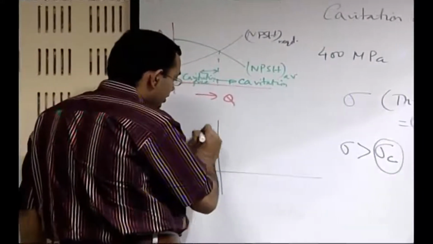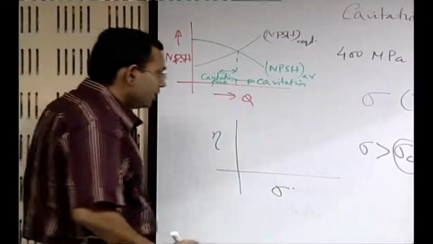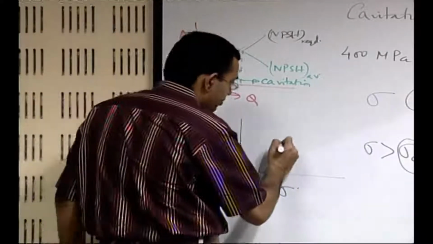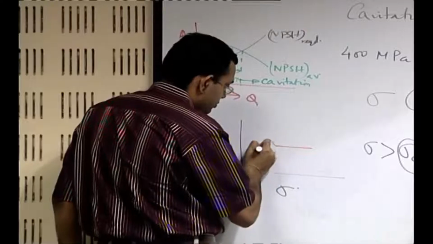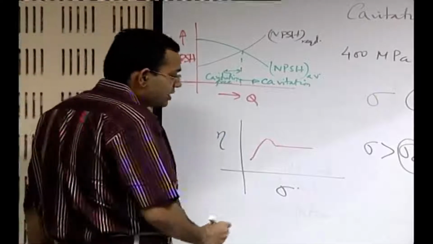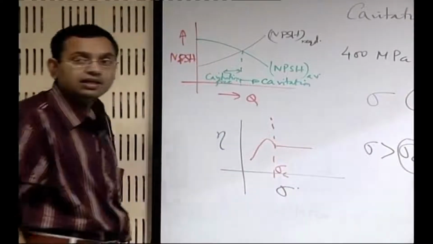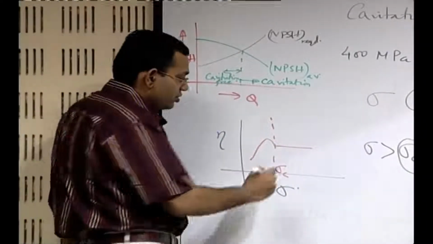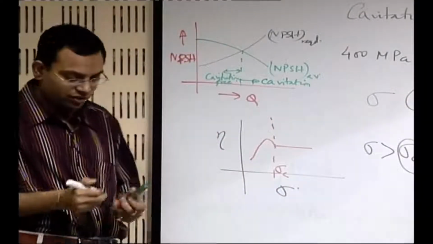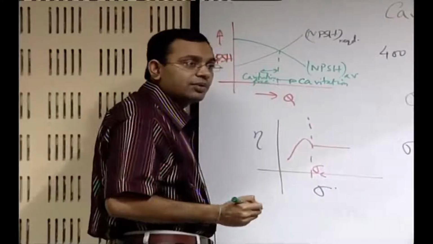So if you plot eta versus sigma, where eta is the efficiency of the pump, you will have a sort of behavior like this, which is typically obtained from experiments. What are the typical features of this graph? This is typically the sigma c, the critical cavitation parameter. If sigma is greater than sigma c, it is not disturbing the efficiency. Now a very interesting thing occurs when sigma just falls less than sigma c.